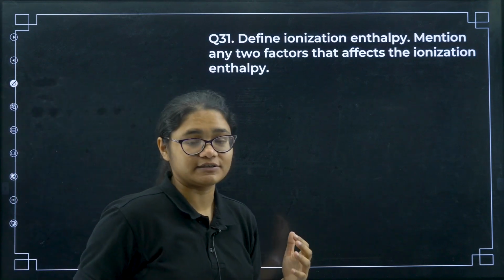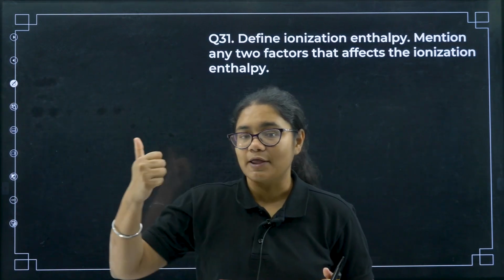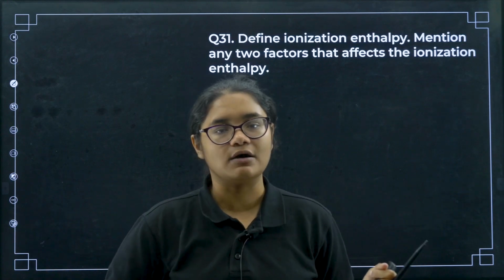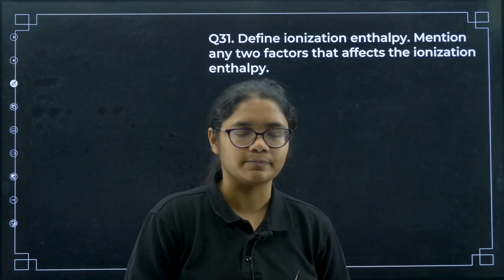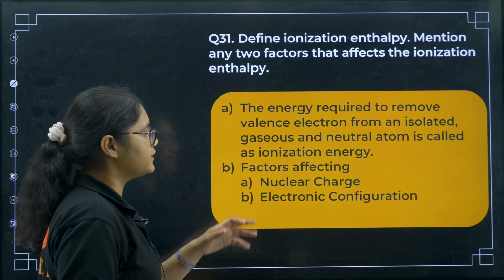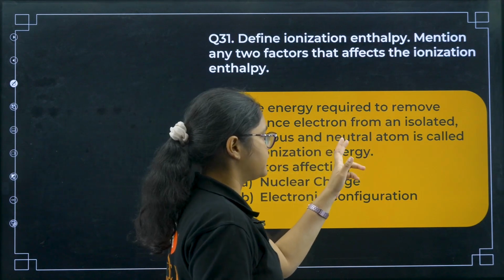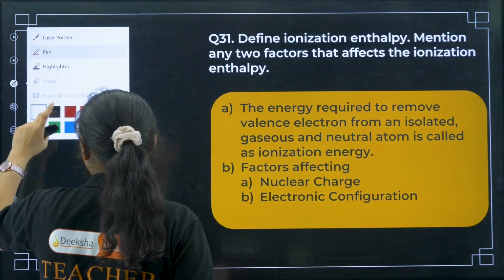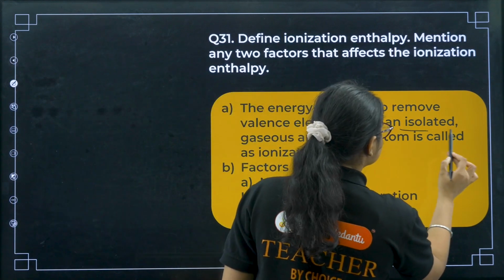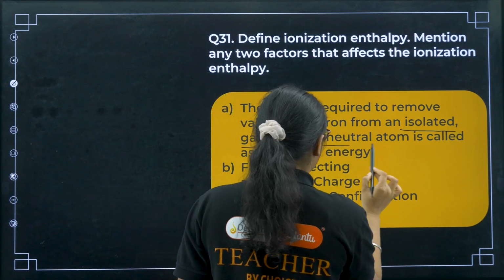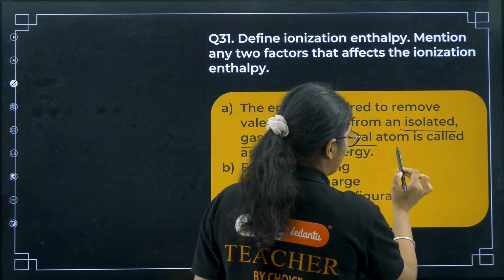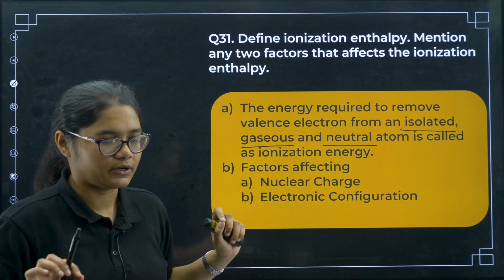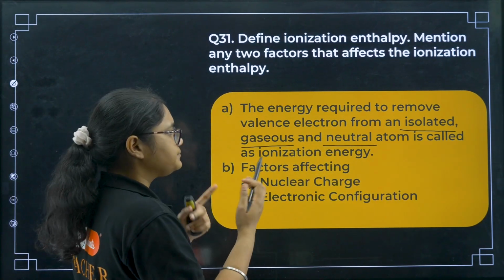The most repeated question is what is ionization energy and what happens to the trend along the period and down the group. That is also a very common question. So ionization enthalpy, we know the energy required to remove a valence electron from an isolated gaseous and neutral atom. So please remember, you must mention these 3 terms. This is very important. Isolated, gaseous and neutral atom is called as ionization energy. That is very important.